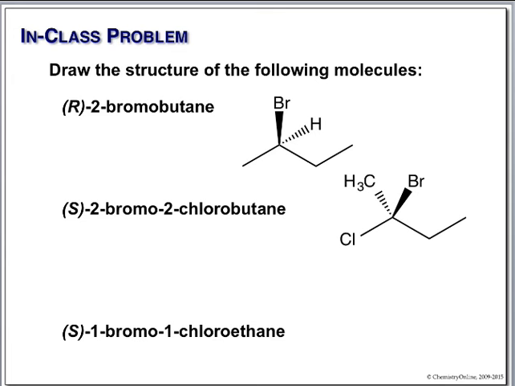Carbon number one is the chiral center. It has a bromine and a chlorine on it, and a hydrogen, and of course, a methyl group. Start off with the hydrogen going back. Pick a spot for the chlorine and the bromine. Check your orientation. If it's wrong, reverse it. Bromine is highest, chlorine, carbon, going that away, and that's S.